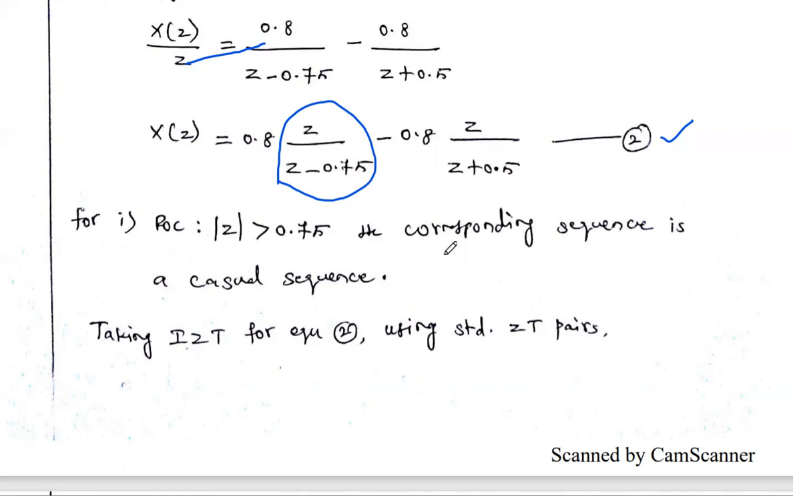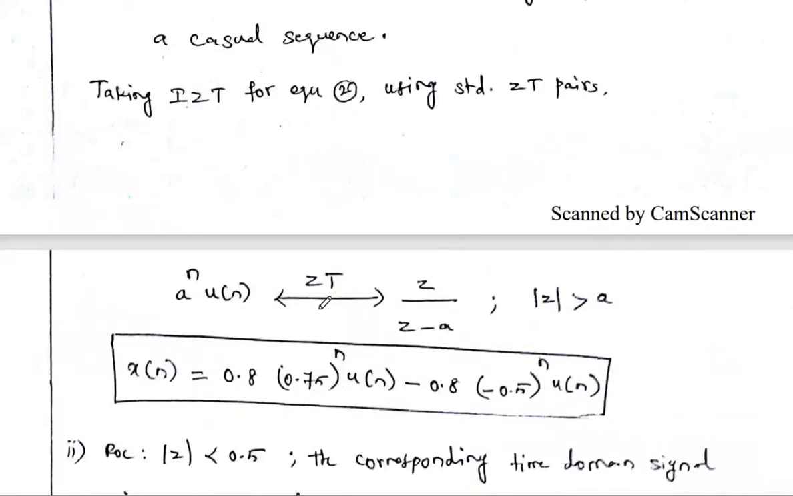So already we solved some standard signals. For the standard signal a power n u of n, we solved the z transform answer. What is the answer for a power n u of n? The exponential signal a power n u of n, the z transform answer is z by z minus a, with ROC modulus of z greater than a, since the signal is a causal signal.